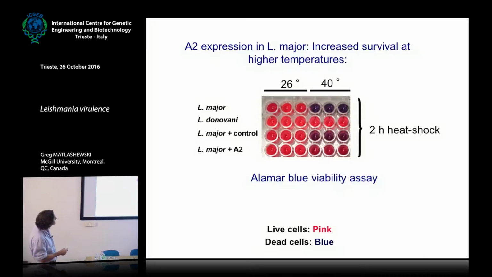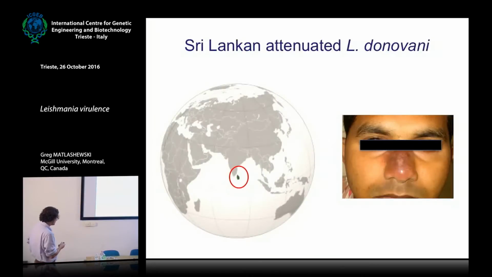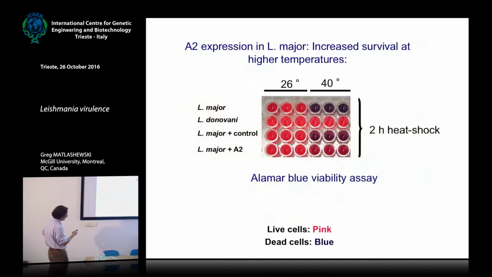Donovani, which is the visceral parasite, you can see it survives nicely at 26 degrees, but if you put Donovani at 40 degrees, it also survives, because Donovani has to survive in a fever, so it survives very well at the higher temperature. And if you put A2 into L. major, you get this intermediate here. So this shows in a visual way that temperature is an important aspect of this, and it enables the parasite to survive at higher temperatures. So that was some of the basic work.